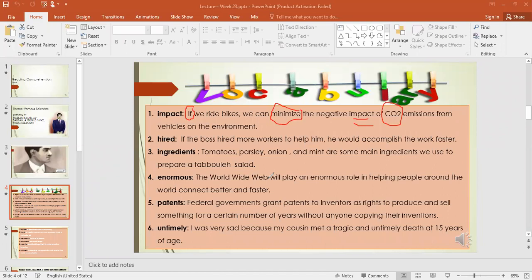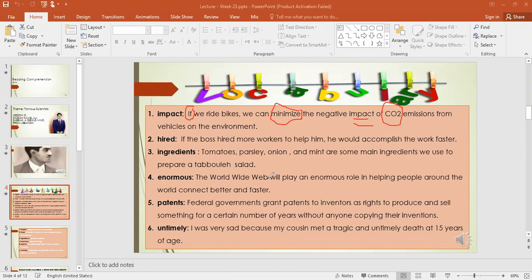Hassan Kamel al-Sabbah, for example, invented solar energy. So this solar energy was sold to people. In order to use or to sell this invention, you need to have something called a patent, like a permission or a right.